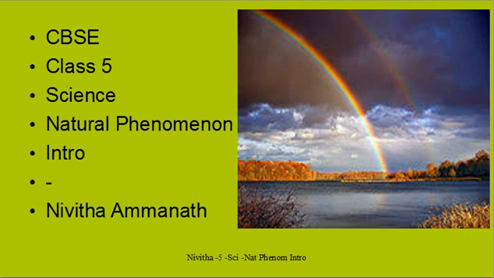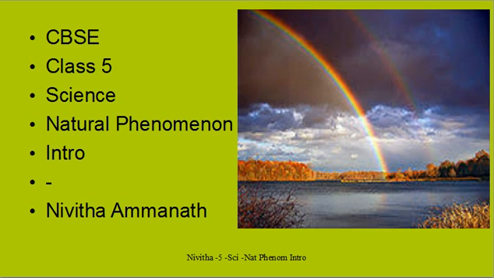Welcome to this video. Today we are talking about natural phenomena, science for class 5 CBSE, an introduction to natural phenomena. It's only an introductory video. What you see in this picture is a rainbow. A rainbow is formed when the water vapor in the air, the water droplets in the cloud, and the sunshine all come together in the sunlight.